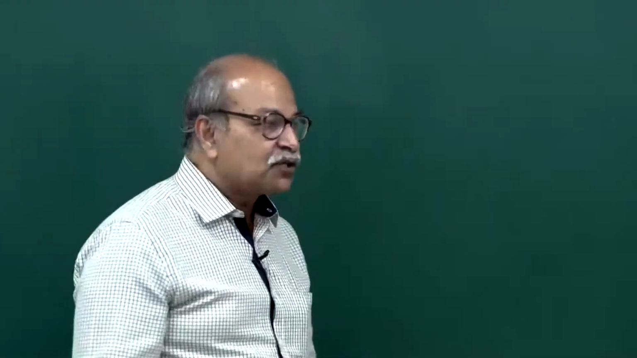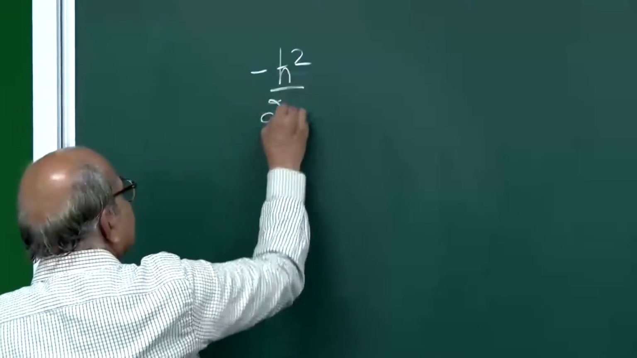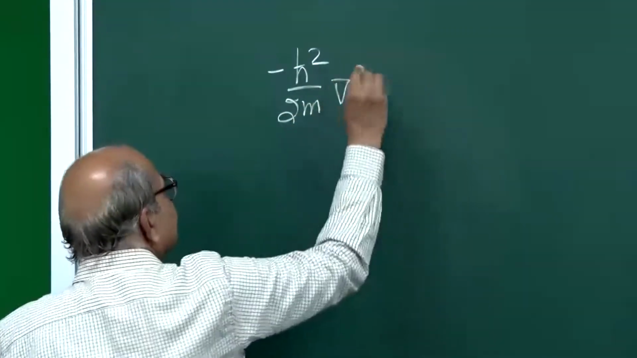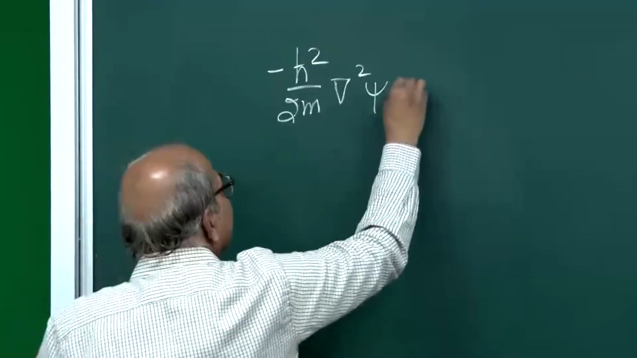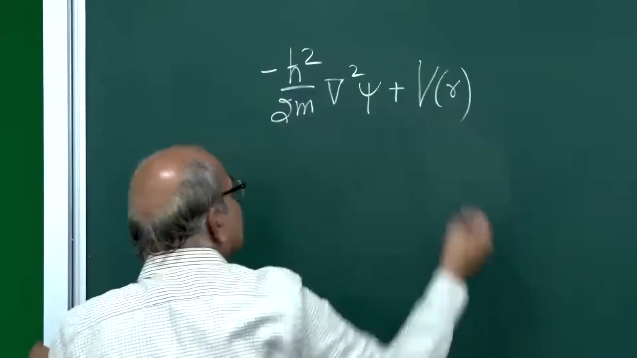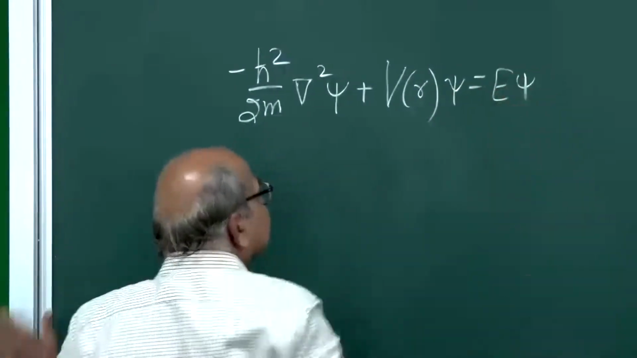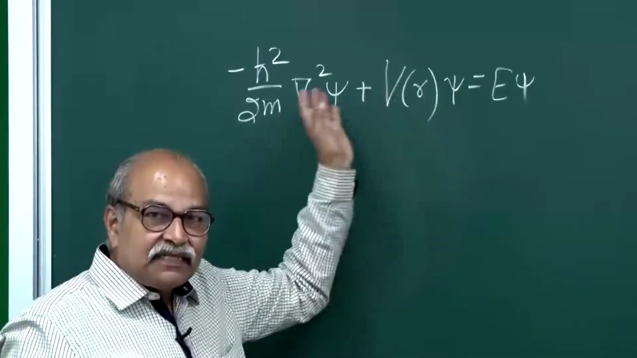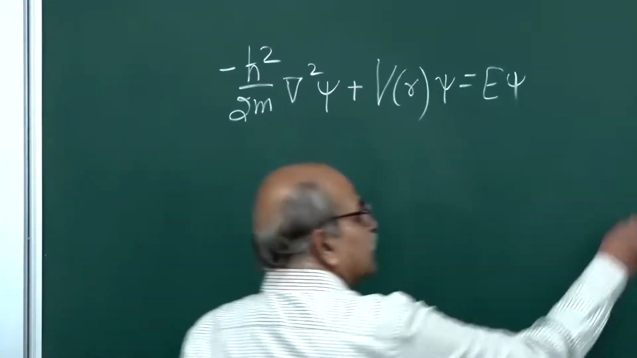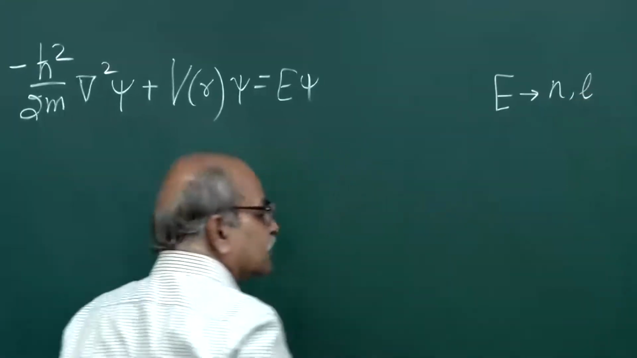And if you take that approach, then you still have that Schrodinger equation with a central potential: minus h cross square by 2m del square, this is the kinetic energy operator we call it, and then this equivalent central potential, and this is equal to E psi. And the only difference from hydrogenic kind of levels is that now energy depends on n as well as l.